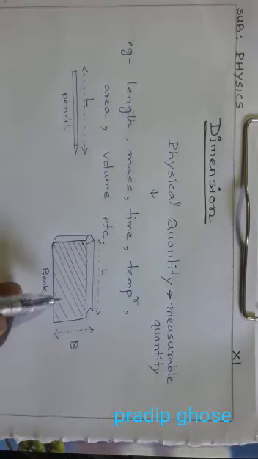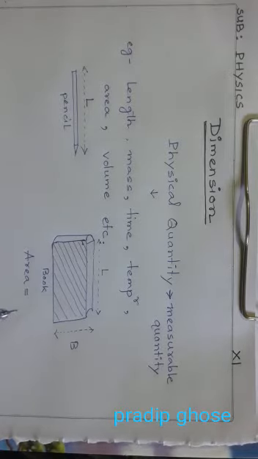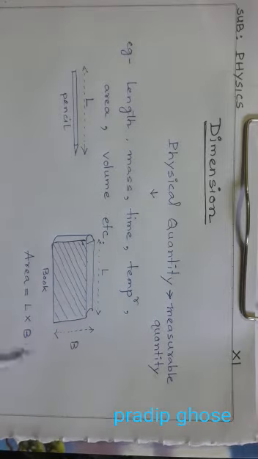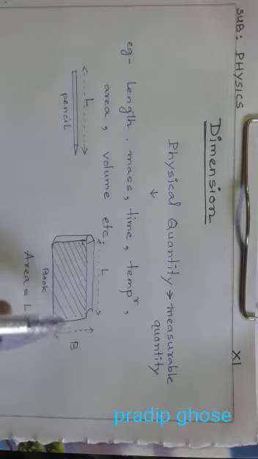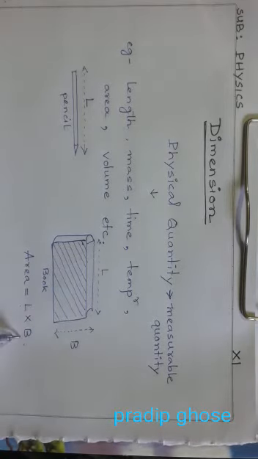But what is the area? Area of the book we cannot measure directly. What we have to do? We have to calculate area. What is the area of this book? Length into breadth. So what we have seen, we cannot measure the area directly. To know area, we have to first find length and then breadth. So area of this book depends on these two physical quantities, length and breadth.